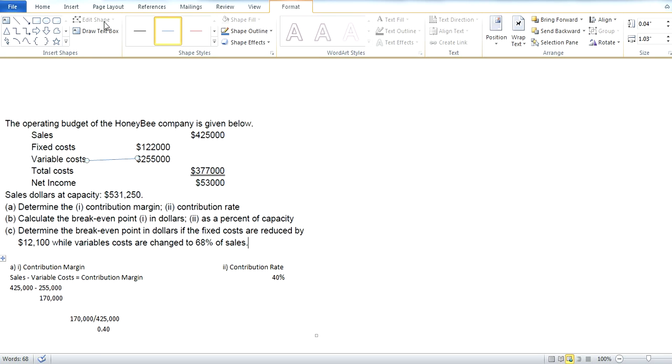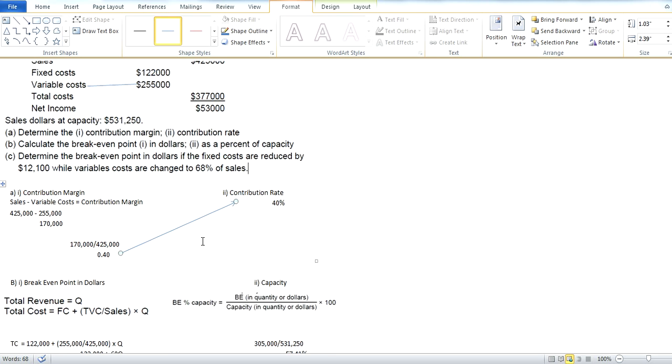To figure out what the contribution rate is, very straightforward. It's the 0.40 multiplied by 140%. Very straightforward. The next part, calculate the break-even point in dollars.